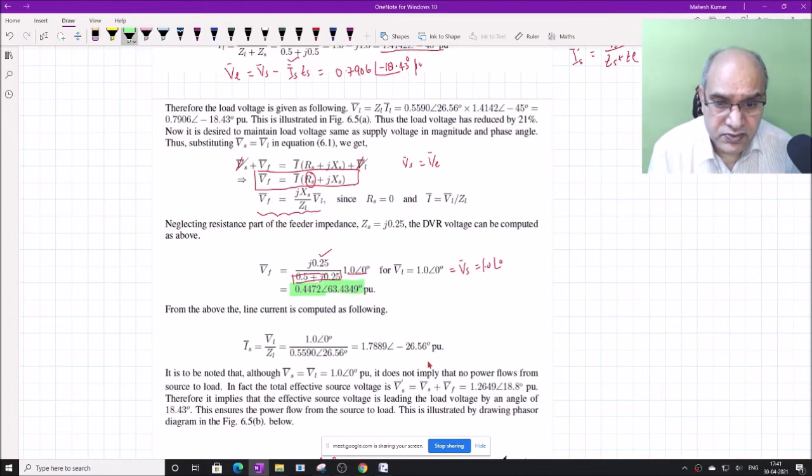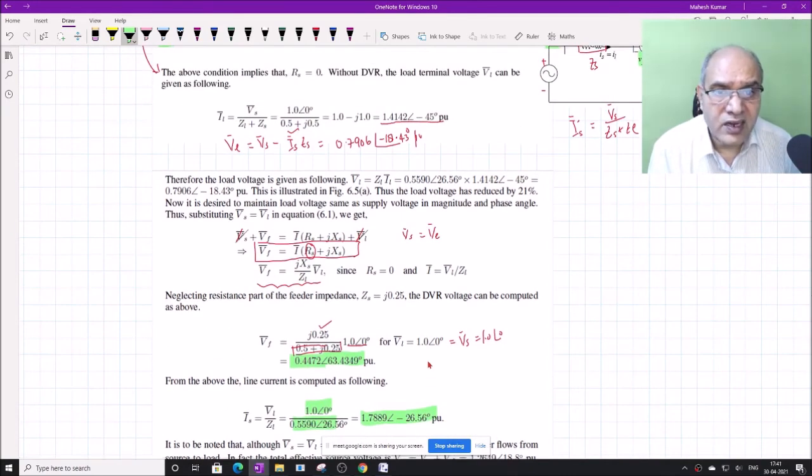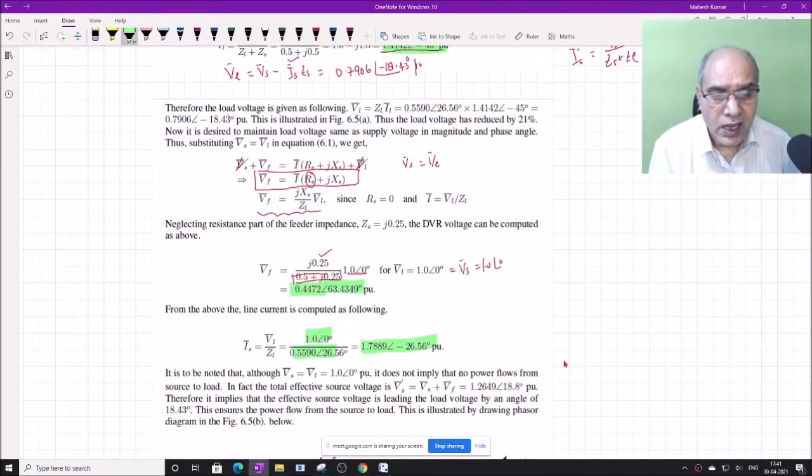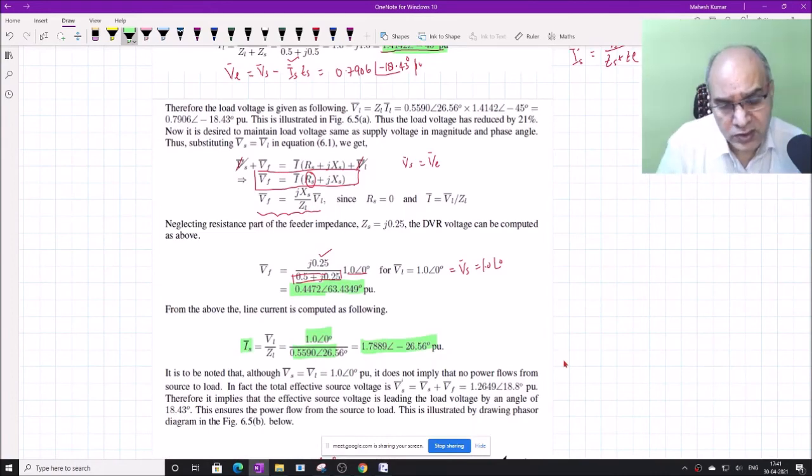With this BF, the new current which flows into the network will be BL by ZL, and BL is this, ZL is this. The value is 1.7 angle of minus 26. The earlier current was 1.4. And this current is 1.7. Actually, this current is what is expected to flow in the load, because this is at healthy voltage 1.0 per unit.